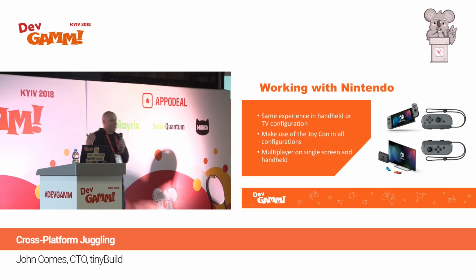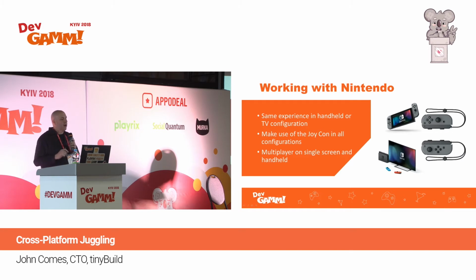On Nintendo, make sure the same experience is on the handheld as in the TV configuration. That is one of the biggest things I've heard. It's not good when something's running at a beautiful 30 frames and looks beautiful up on the TV and they pick up the handheld and it drops to 10 frames. Don't want that. They want to be able to promote games that show off their hardware.